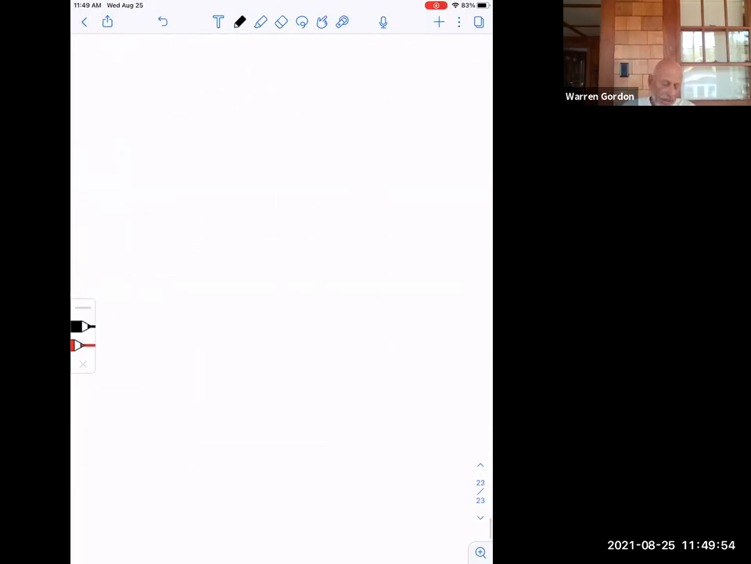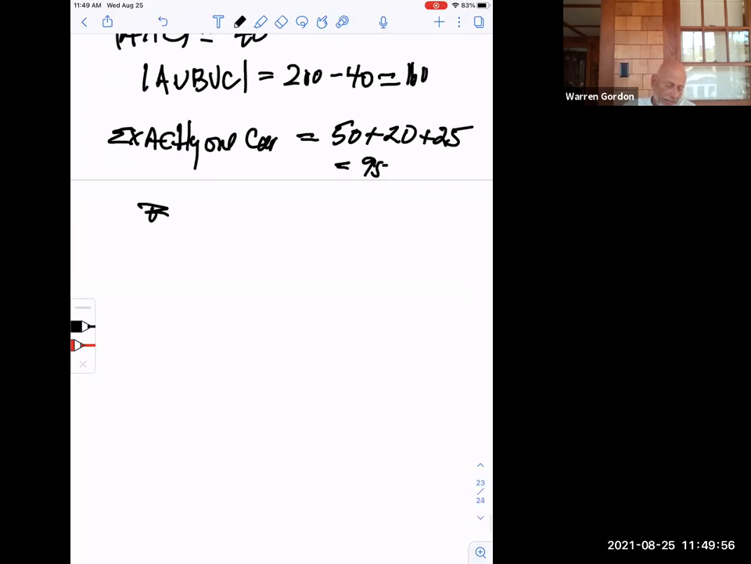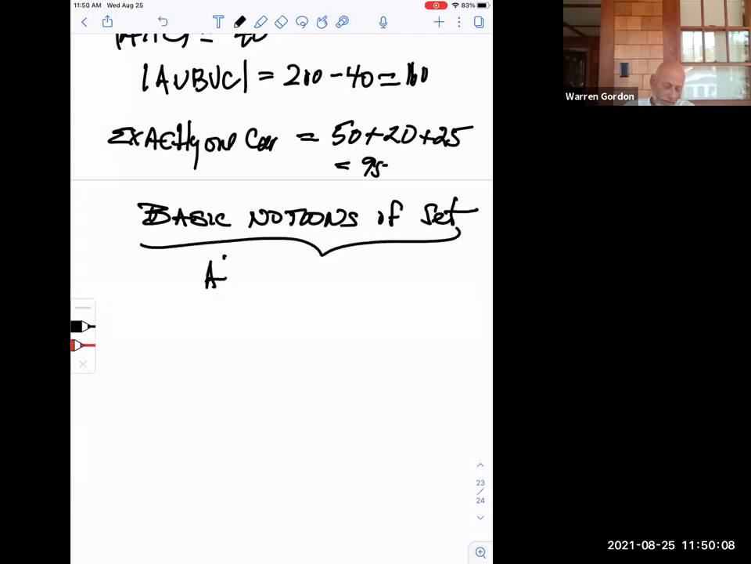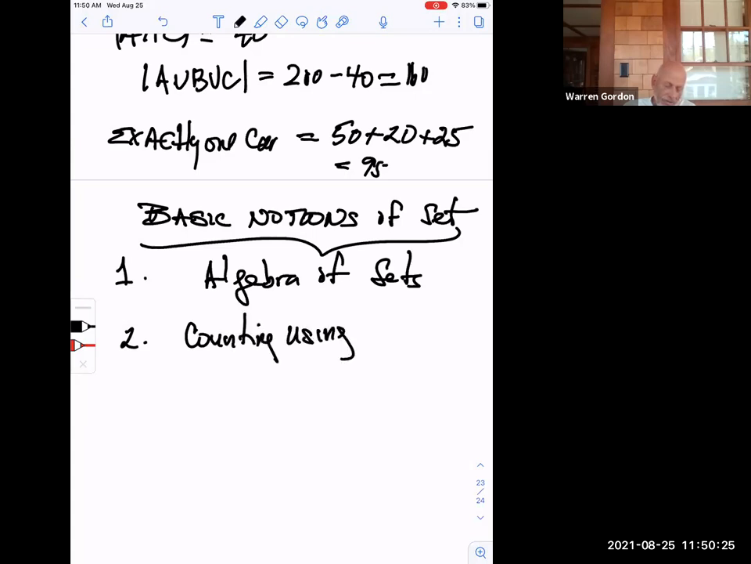Basically, I looked at basic notions of sets, or what I like to call the algebra of sets. And that was the first section. And the second section is counting using Venn diagrams.